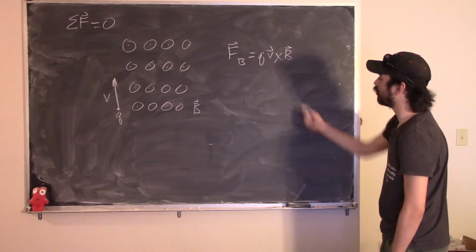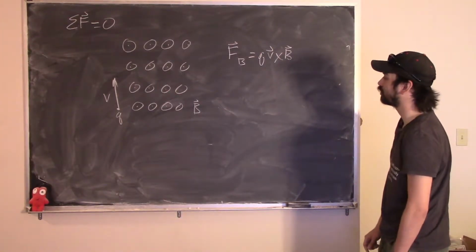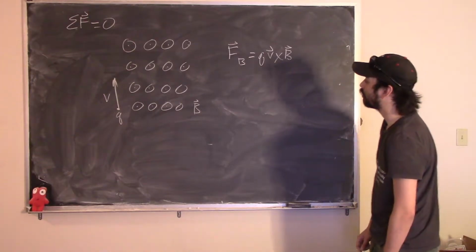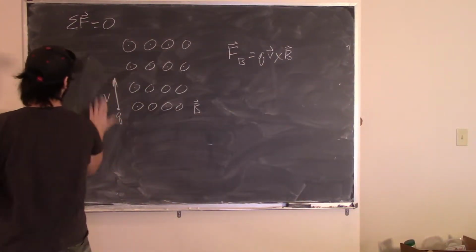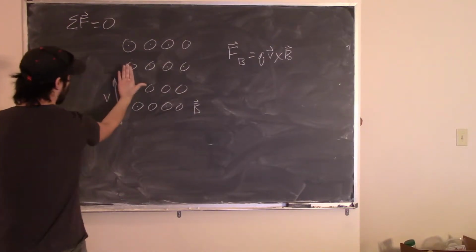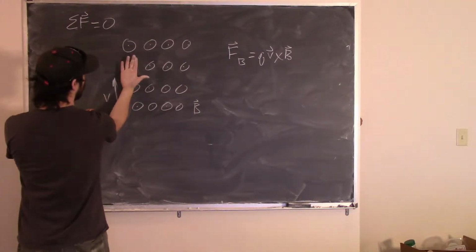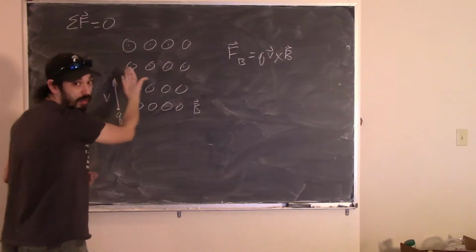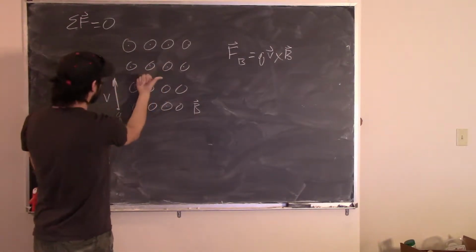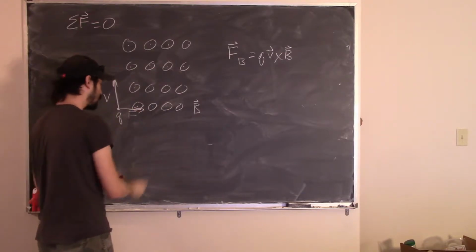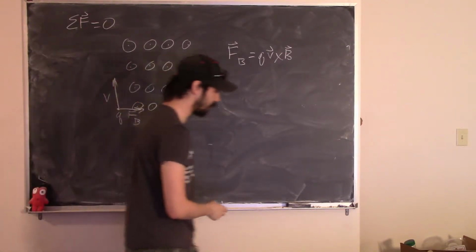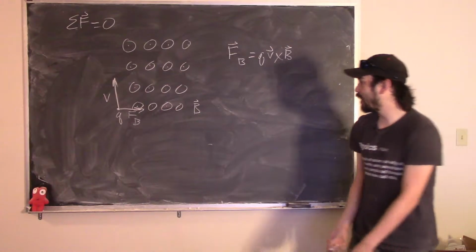And then use this to evaluate what the direction of the force is going to be. So fingers go in the direction of the velocity, and then I curl them into the direction of the magnetic field. And so when I do that, that's going to say that my force is going to be pointing this way. Okay, so this is the direction of my magnetic force.